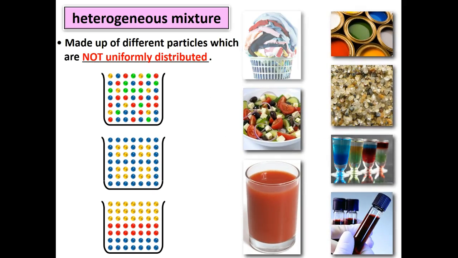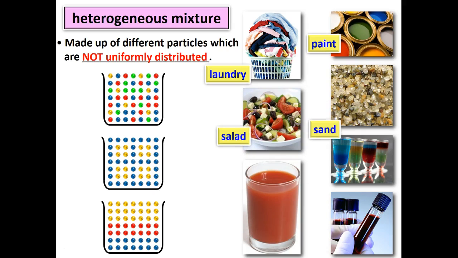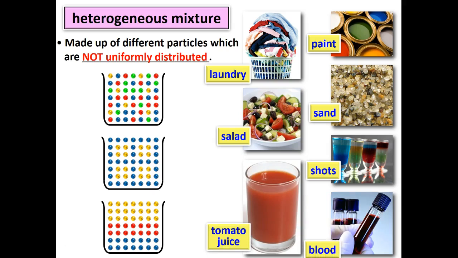Here are some examples of heterogeneous mixtures: laundry, paint, salad, sand, shots, tomato juice, and blood. And like I said, there are some mixtures that may look as though they are uniformly mixed, but given time they will settle. Tomato juice and blood are examples of those. If you give them time, they will settle. The solid pieces will fall to the bottom due to gravity.